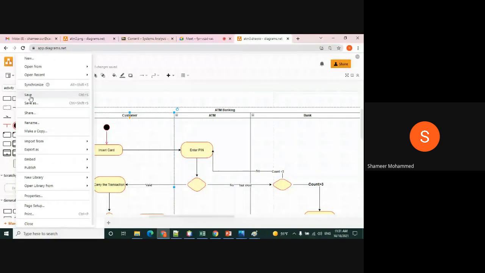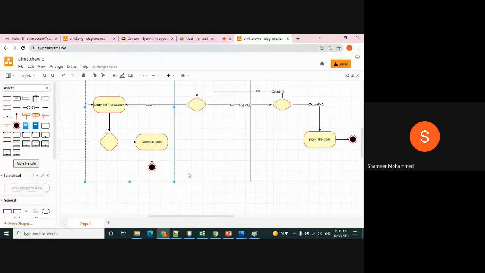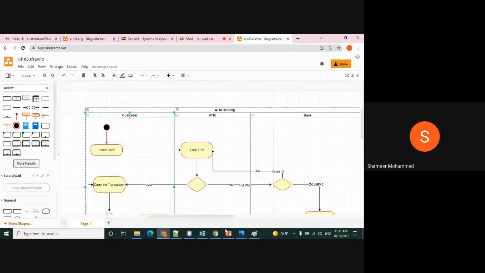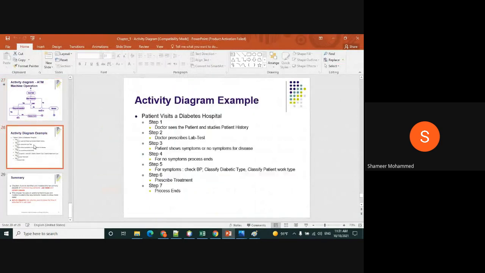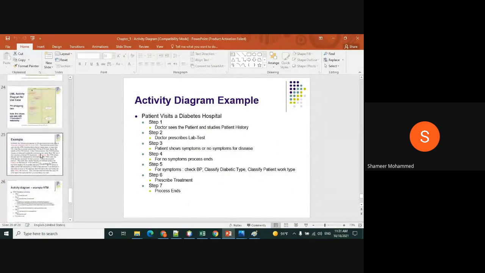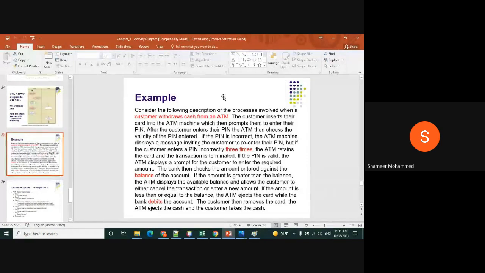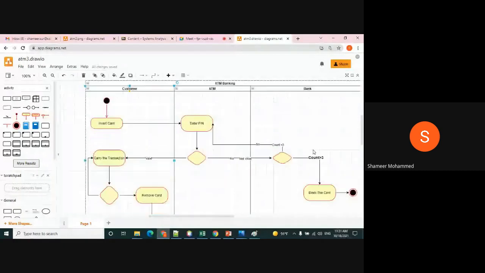So save this diagram, and if you want to export it as an image, you can export. So like this you have to draw. So draw for this one also, patient. Here you have this one, patient. You understand, Khalid and everybody, students will be given in the exam like this. So you have to read this, analyze this, then you have to put it like this.